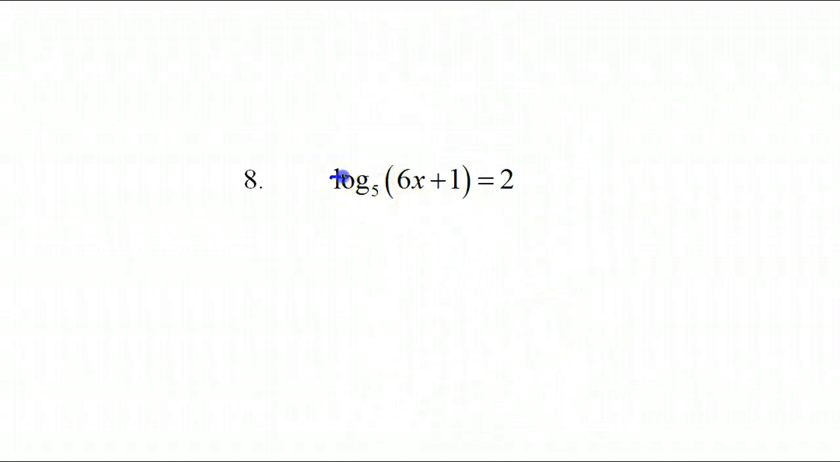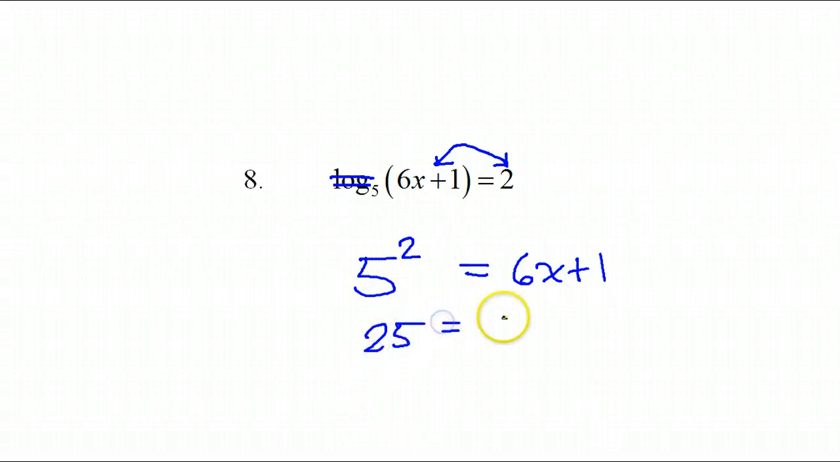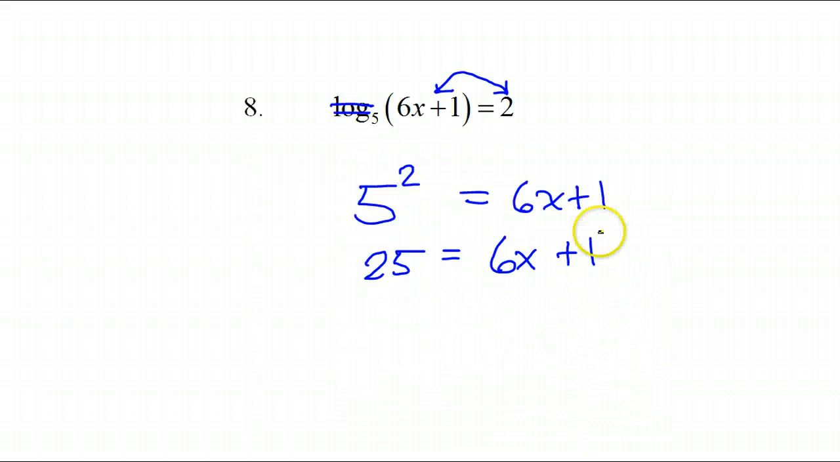The base. Alright, in exponent form, there will be no log. Bring the 5 down. Boom. These two things are going to change sides. The 2 will become an exponent. And on the right-hand side, I'll have 6x plus 1. 5 squared is 25. So 25 is equal to 6x plus 1.